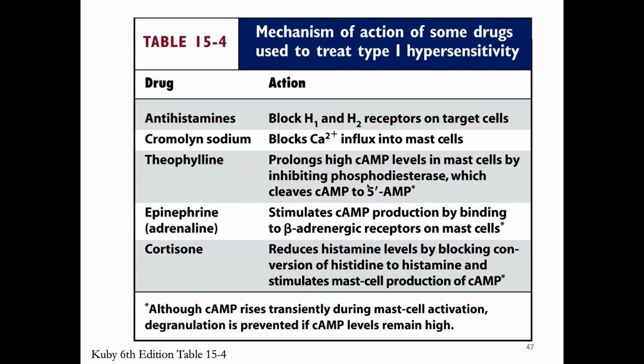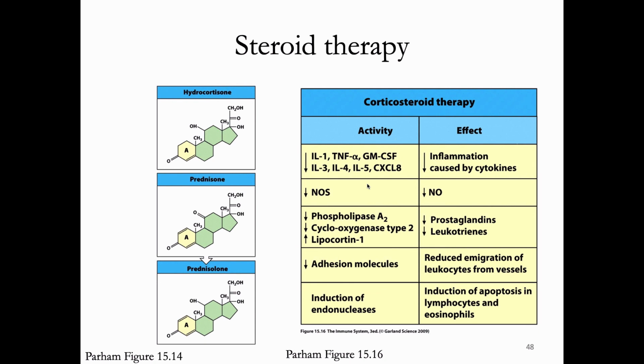The other thing that you can see here is cortisone, which is a steroid. And you can see that it reduces histamine levels by blocking histamine production, as well as leading to, again, degranulation release. But in reality, when we look at many of the steroids that are used for allergy treatment, they have multiple effects on the immune response. And so most corticosteroids do impact immune cells.